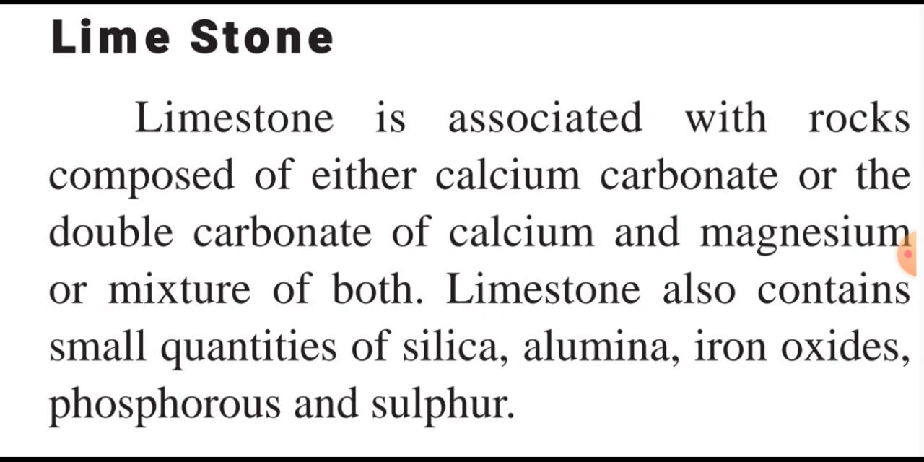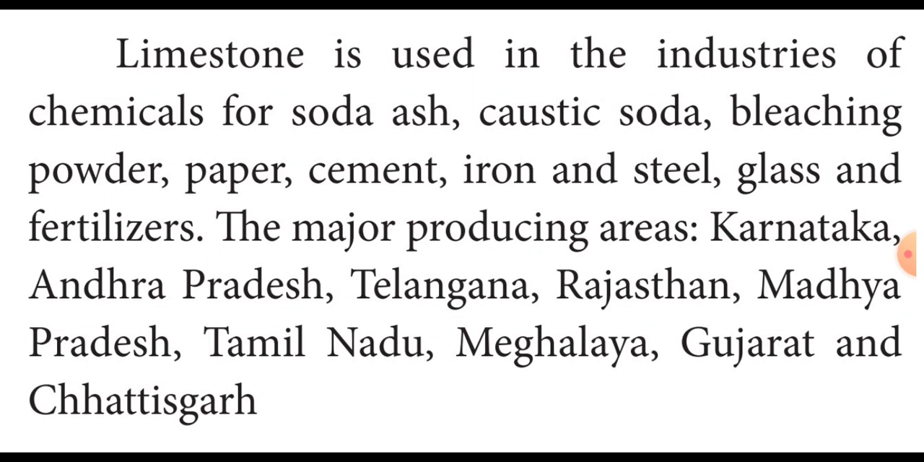Limestone also contains some small quantities of silica, aluminium, iron oxide, phosphorus and sulfur. This limestone is mostly used in chemical industries, for example, soda ash, caustic soda, bleaching powder, paper, cement, iron and steel, glass and fertilizers. These industries mostly use limestone.